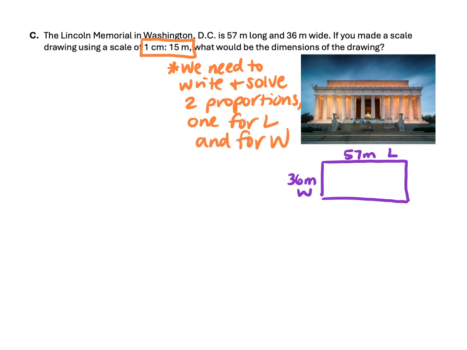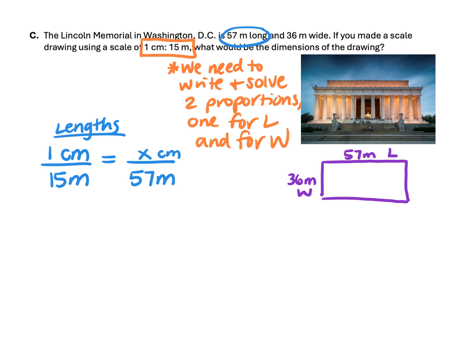So you're going to do this problem in the exact same way that we just did A and B. We're going to start by writing down our scale, 1 centimeter to 15 meters, and then I'm going to play the matching game. So in real life, it's 57 meters long. Meters is on the bottom of my scale, so I'm going to line that up there. And then we want to know how many centimeters will the drawing be. So this is my lengths.